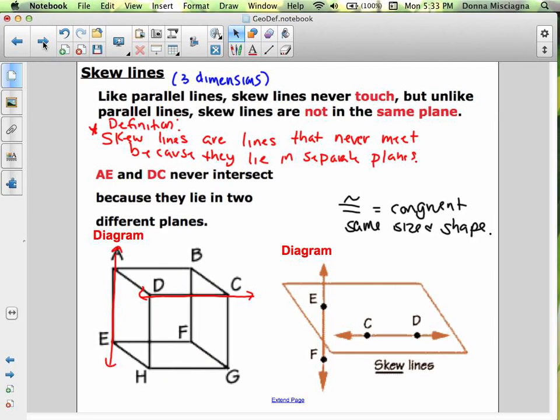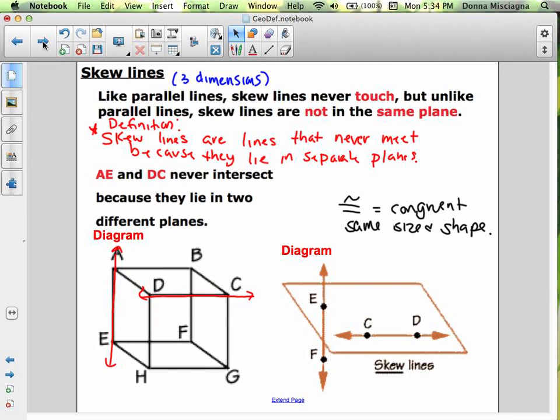I can show you the diagram here. I'm going to show you in class with a live object so you can actually see a three-dimensional object as opposed to trying to look at it on a flat surface. But AE and DC here never intersect because they lie in two different planes. So line EA is on one side, line DC is in the front. They're going to pass each other, they're never going to touch.